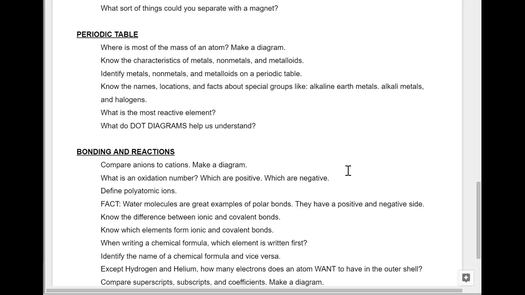What do the dot diagrams help us understand? Remember Lewis dot diagrams is where we have the symbol in the middle and the dots all around. The dots tell us what the outer electron shell looks like. Does it have 1 or 8? Does it have 7 or 4 in the outer shell? Remember that when an atom is stable, it wants to have 8 electrons in its outer shell, with the exception of hydrogen and helium. They only want 2.